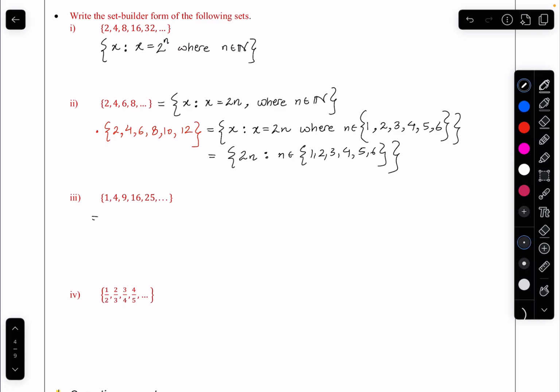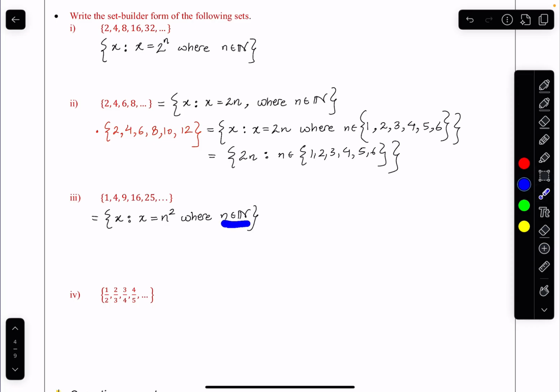So the set builder form here would be collection of all those natural number x such that the elements are of the form of a square. So x is of the form n square, where n is a natural number here also. When I take n is equal to 1, I get 1 square, which is the first element. When I take n is equal to 2, that would be square of the second element. N is equal to 3 gives me the square of the third element, and so on.